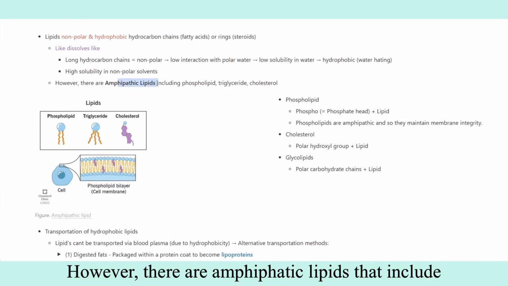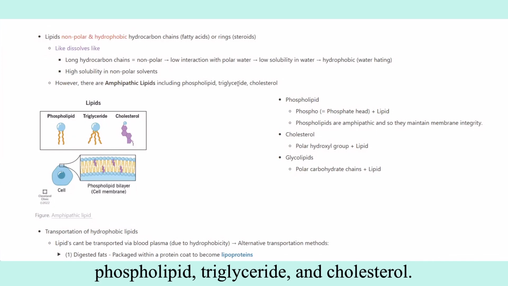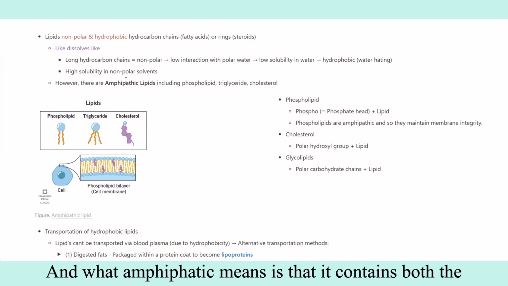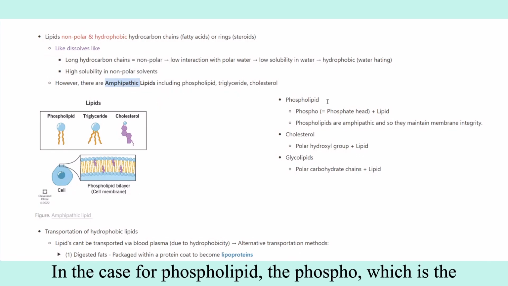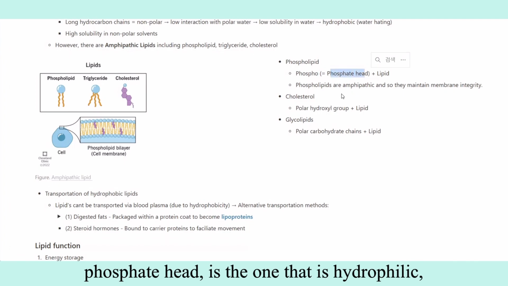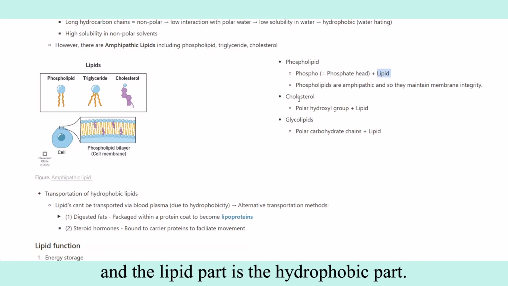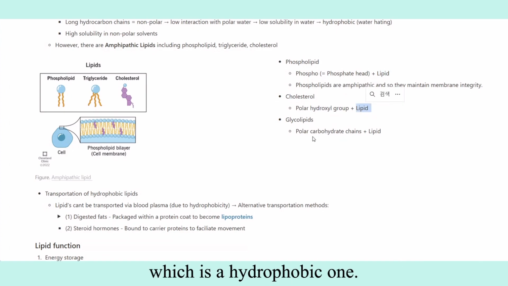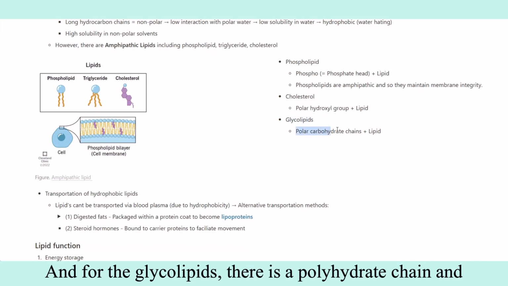However, there are amphipathic lipids that include phospholipid, triglyceride, and cholesterol. What amphipathic means is that it contains both hydrophobic and hydrophilic regions. In the case of phospholipid, the phosphate head is hydrophilic, and the lipid part is the hydrophobic part. For cholesterol, there is a polar hydroxyl group with the lipid, which is the hydrophobic one. And for the glycolipids, there are polar carbohydrate chains and a non-polar lipid.